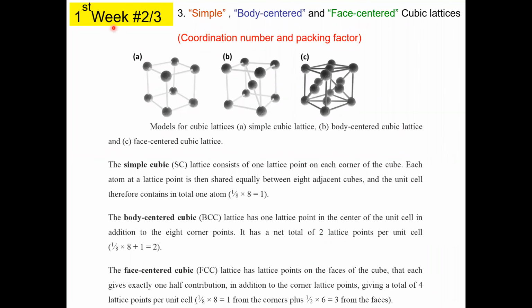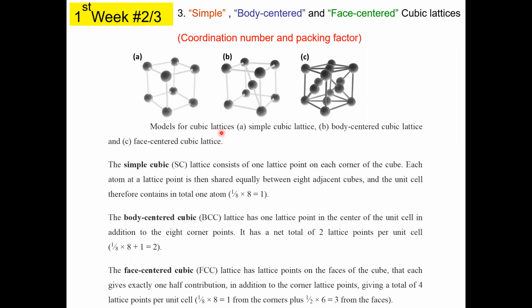Everyone, today is going to be your second video clip of the first week of this semester. The topics are about simple cubic lattice, body center cubic lattice, and face center cubic lattice, including their coordination numbers and packing factors. So let's take a look at these figures.